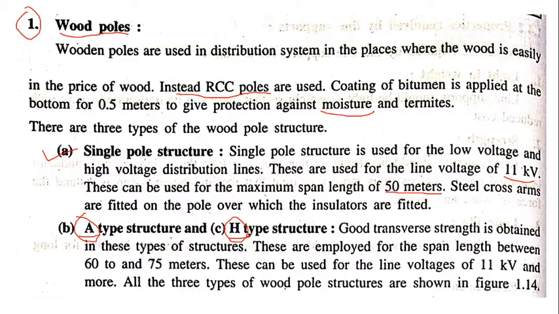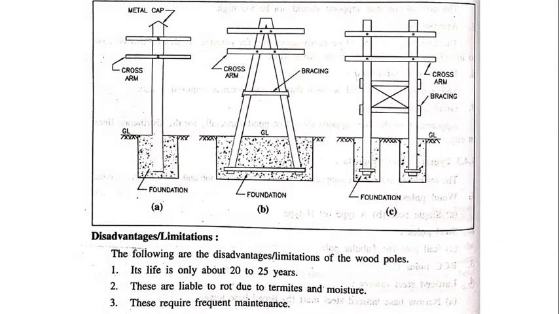All these types of wood pole structure are shown in the figure. So let's see the figure. Over here, this is the single pole, and this is the A type, so it is going to look like a giant A. The last one is the H type, because it is going to look like this. This is the H one. Okay, this is the H type. So these three are the wooden poles.